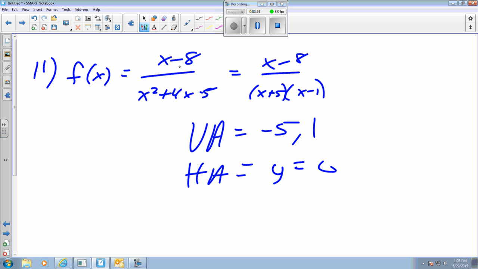Remember the 3 cases: where the power on top is less than the power on the bottom, you get y equals 0. If they're the same, you divide the coefficients. And if the power on top is larger than the power on the bottom, then there's no horizontal asymptote.